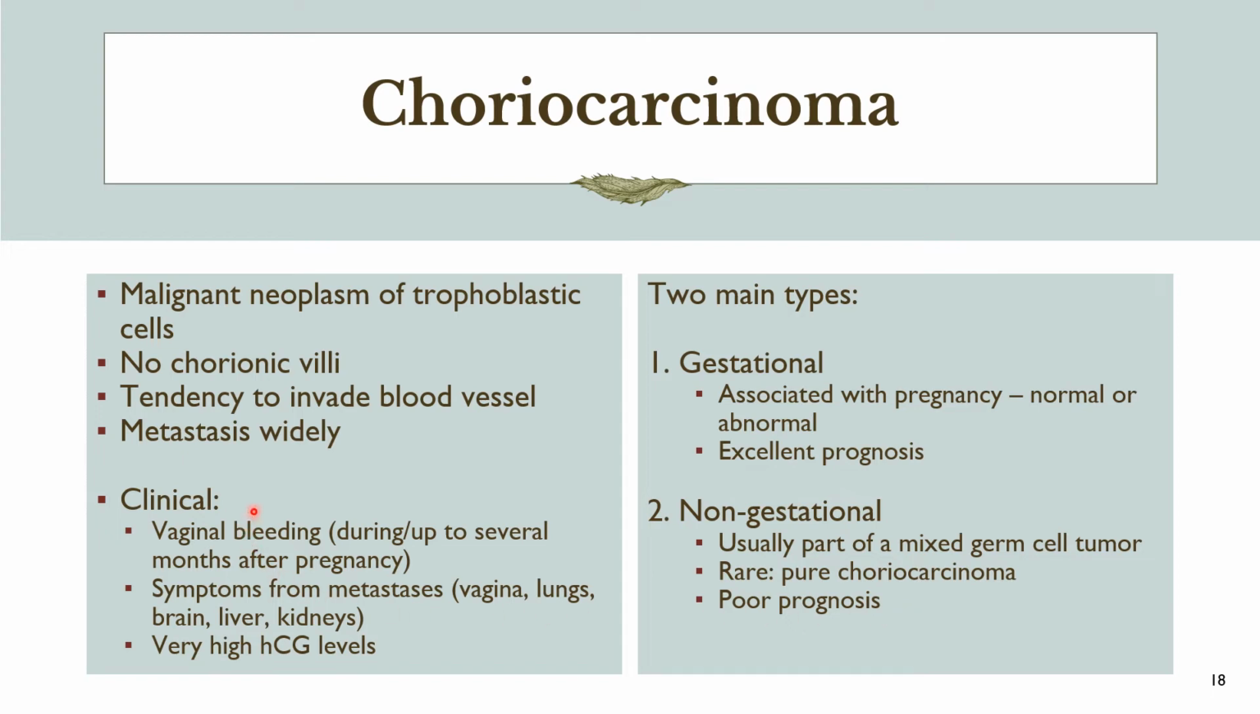The clinical findings of choriocarcinoma are various. We can find vaginal bleeding up to several months after pregnancy, or symptoms related to the metastasis. If the choriocarcinoma has metastasized to distant organs such as the lungs, it can cause shortness of breath in the patient, and other symptoms related to high HCG levels, because the tumor cells in choriocarcinoma produce human chorionic gonadotropin.